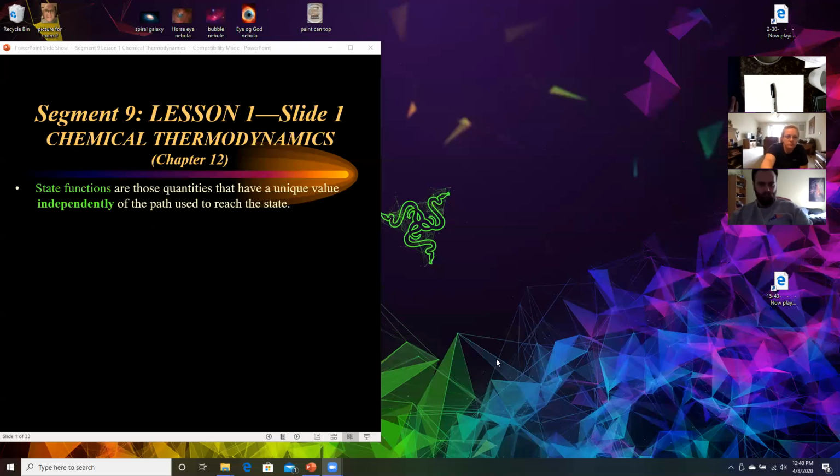One of the important things, if not the most important thing about thermodynamics, is to understand what state functions are. State functions are quantities that have a unique value independent of the path you use to reach them.